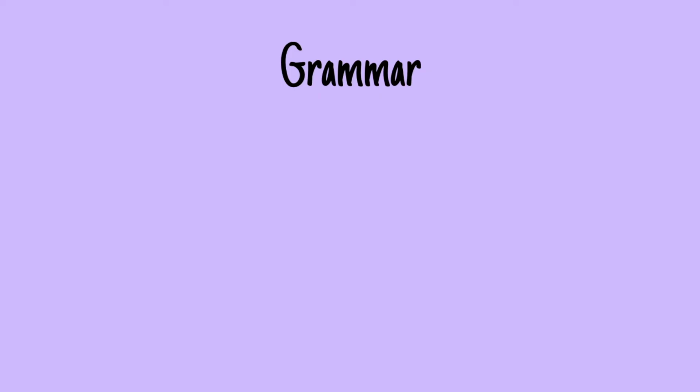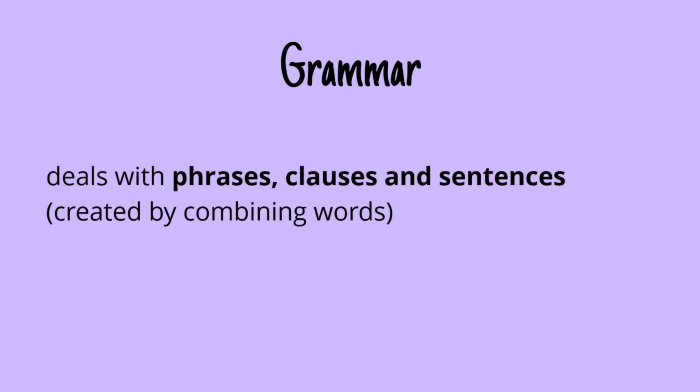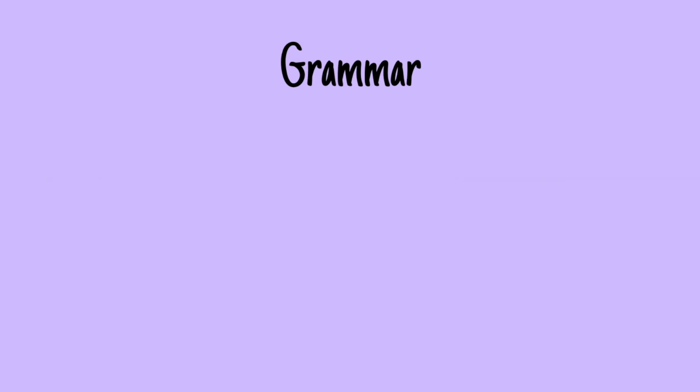The next level of language is the dreaded grammar. Grammar deals with phrases, clauses, and sentences, all of which are created by combining words. A phrase is a group of two or more words that express a certain idea but do not form a complete sentence. For example, a beautiful house is a phrase.